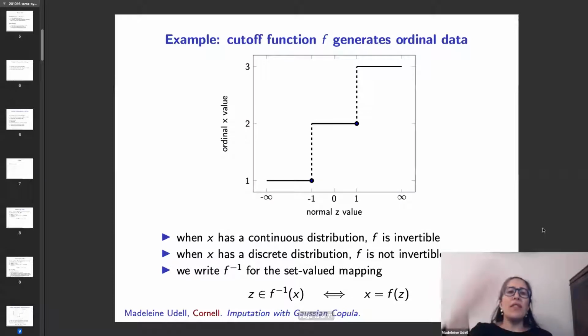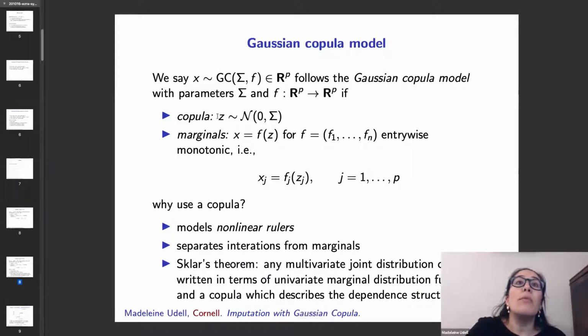Okay. So let me give you an example. So here's an example of a cutoff function f. Okay, so this is a function that maps this latent vector z. So I'm showing one entry of the latent vector z. Each entry of the latent vector z happens to have a standard normal distribution, right? And you can see that from the fact that the vector z is distributed normal, 0, and sigma. Sigma is a correlation matrix, so the entries on the diagonal are 1. So that means the marginal distribution of each entry of z is standard normal.